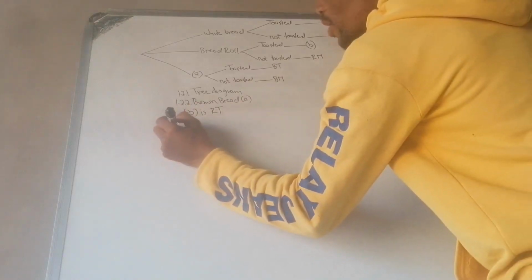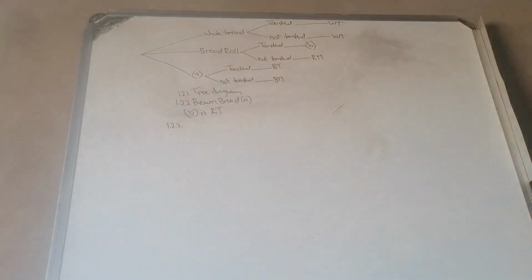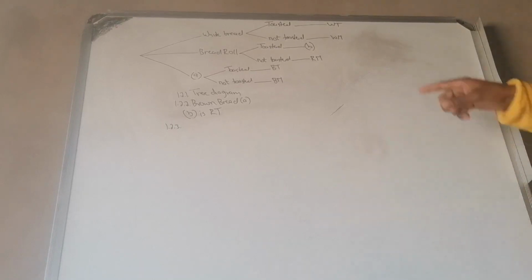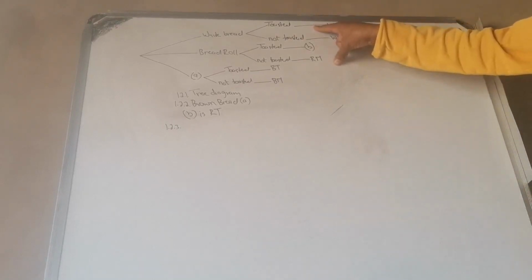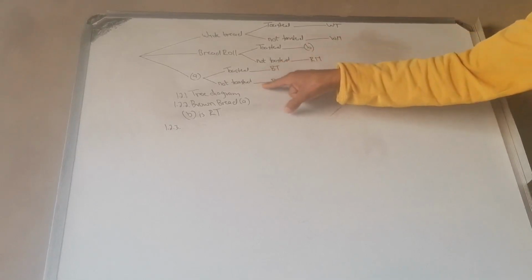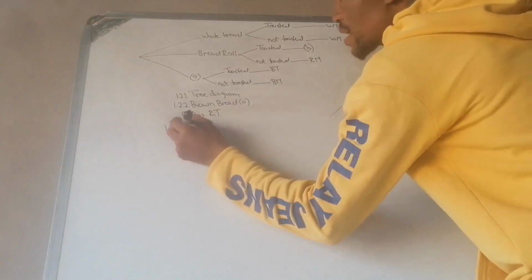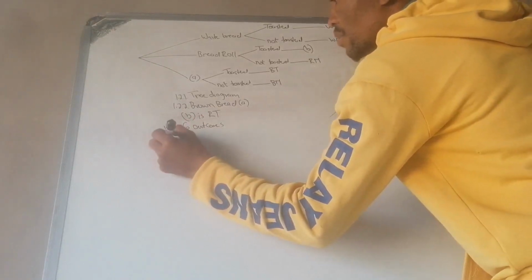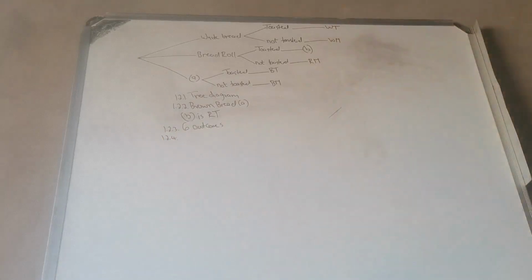Let's go to 1.2.3. What is the question? Write down the total number of outcomes. How many outcomes can we have from this? This is the first outcome, the second, the third, the fourth, the fifth, and the sixth. So there are 6 outcomes. I don't know if this is making sense.